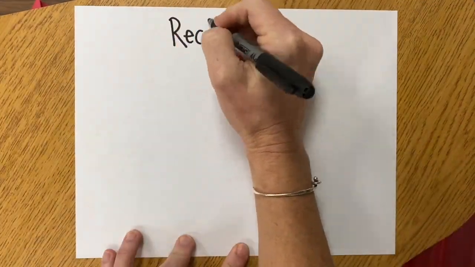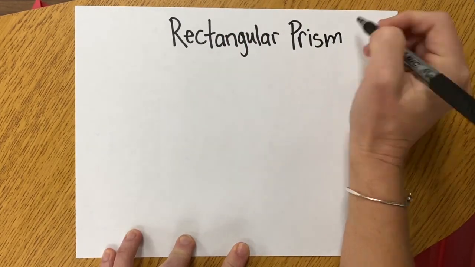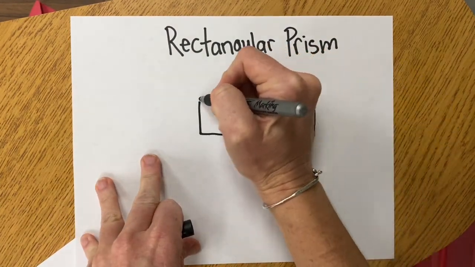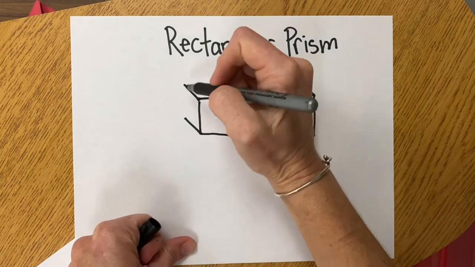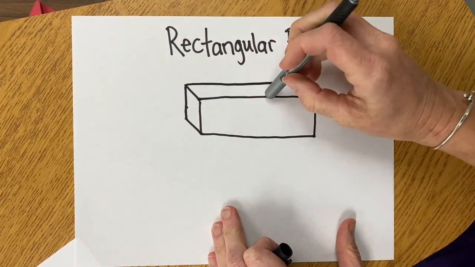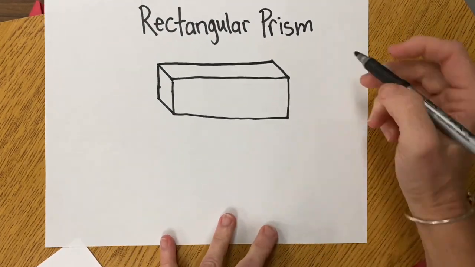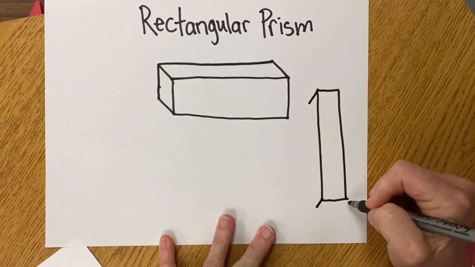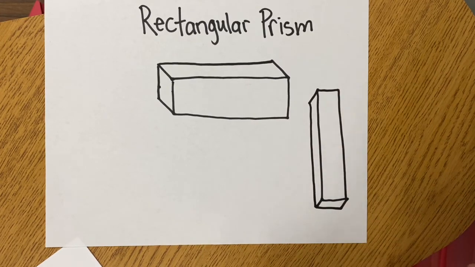Next, let's draw a rectangular prism. A rectangular prism is very similar to a cube, except you start with a rectangle instead of a square. Then you add three parallel lines on three corners of the rectangle, and then make the sides of the box parallel. Rectangle, three parallel lines, parallel sides.